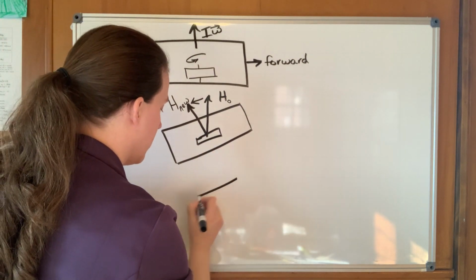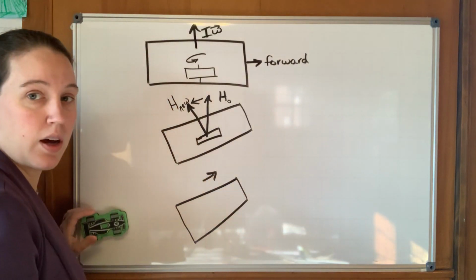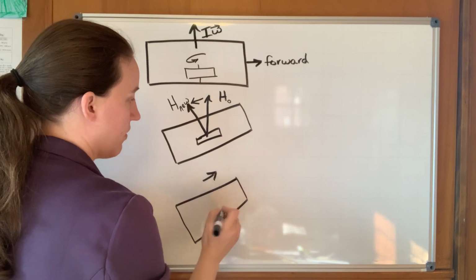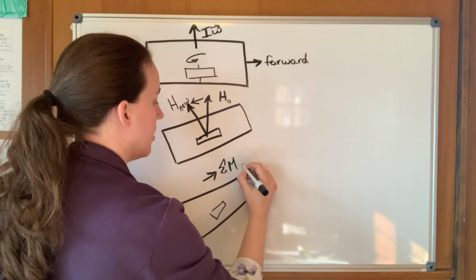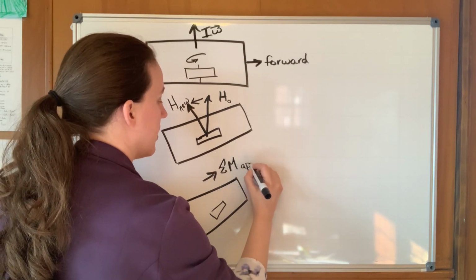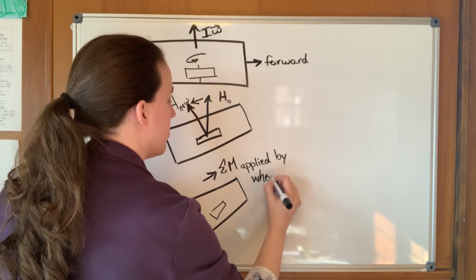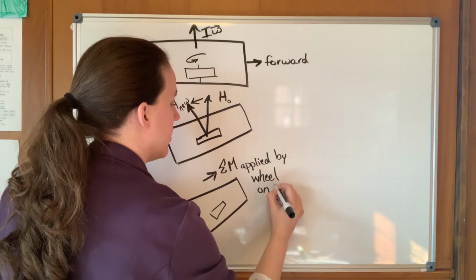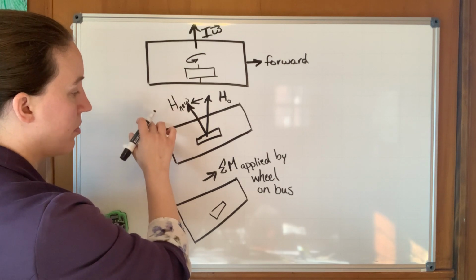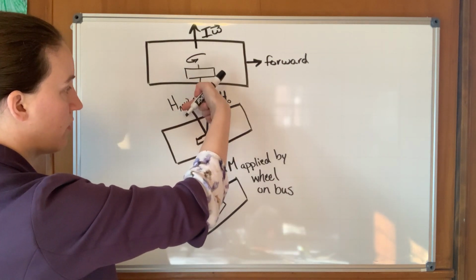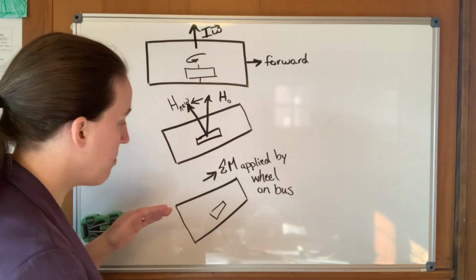So up along this axis of the bus, right? This is going to be the sum of the moments applied by the wheel on the bus, because it has to be opposite from the sum of the moments applied by the bus on the wheel, which we know has to be equal to the rate of change of momentum. So, okay, now we can think about this. So the sum of the moments is going to be in this direction.